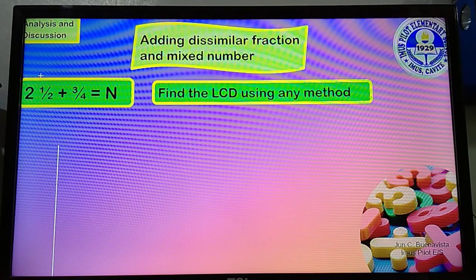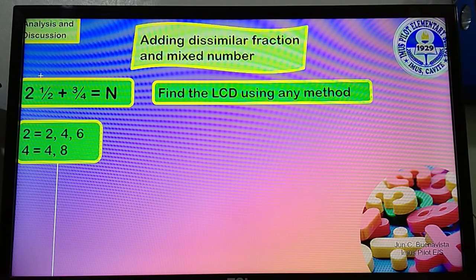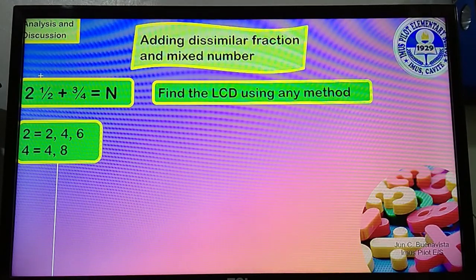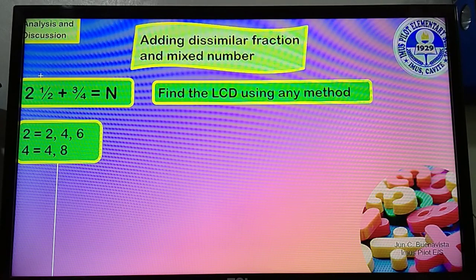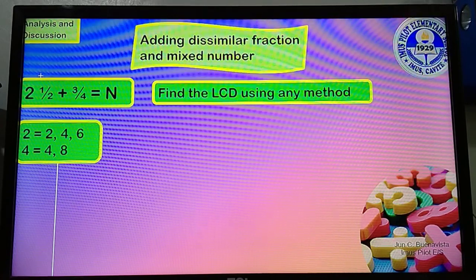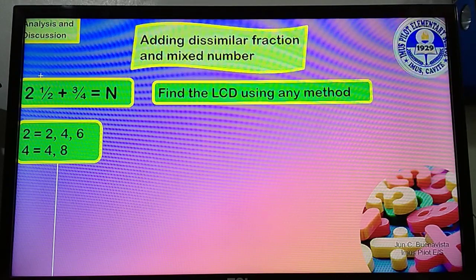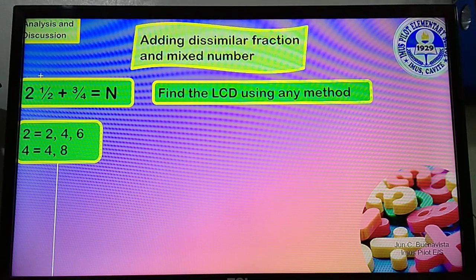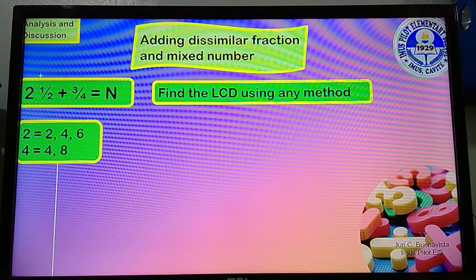The first one I did is the listing method. How is it done? In the listing method, you are going to give the multiples of a number. Since the denominator of the first fraction is 2, I'm going to give the multiples of 2. So 2 equals 2, 4, 6. You count by 2s from 2 to 20, or you can give the multiples a little bit.